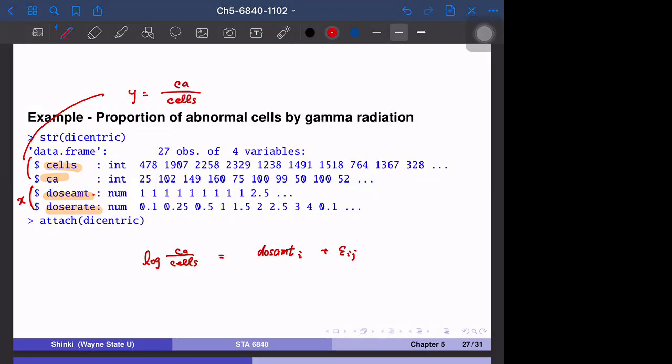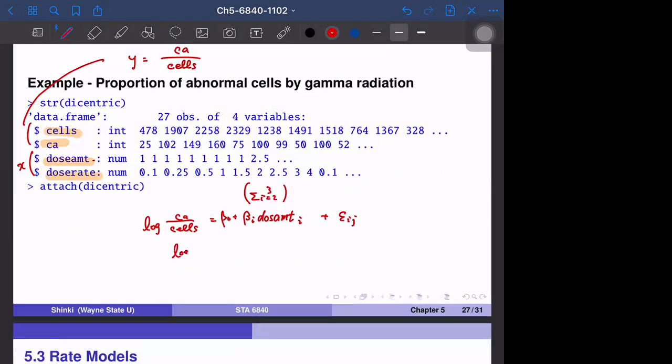So we have the parameter beta I. The dose amount has 3 levels, so we have several parameters. Maybe I should say the intercept plus this one, where I is equal to 2 to 3, and I equal to 1 is the baseline.